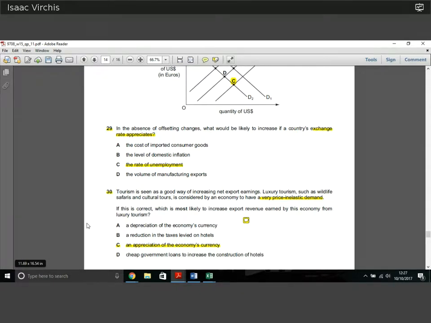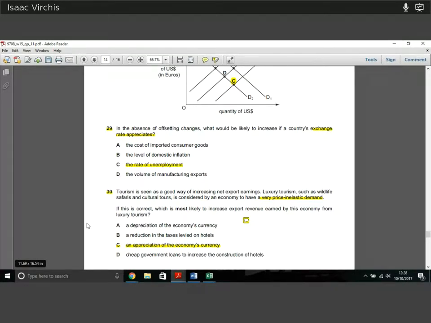If price increases, then people make more money because the demand is likely to remain the same, but people are paying more for the product. So let's look down the list. A depreciation of the economy's currency is going to make their exports cheaper, and therefore they're not getting as much money for exporting tourism holidays. A reduction in the taxes levied on hotels might make it cheaper to go on holiday. The hotels aren't going to have to pay as much, but it's not really going to increase export revenue. People aren't going to demand more because the holidays are costing less. The domestic suppliers of hotels are likely to make more money. A government building more hotels isn't going to impact demand, although they would get more money. But we're looking specifically at export revenue here, not profitability or income.